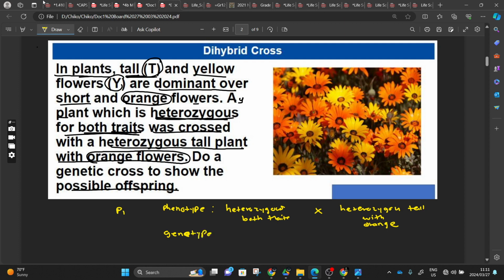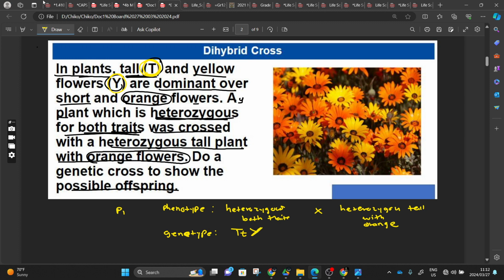Genotype. And then for genotype, you are going to say this heterozygous for both, it means that we have capital T, small letter t, like heterozygous, but they gave us only one letter. And then you know that for us to use these letters, we have to have a capital and a small letter for the recessive. And then for both traits, it means here we'll have yellow.